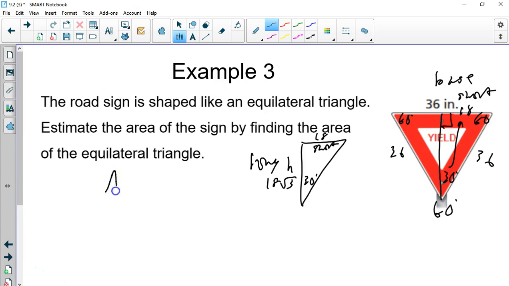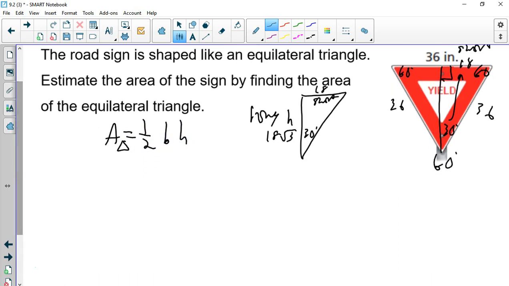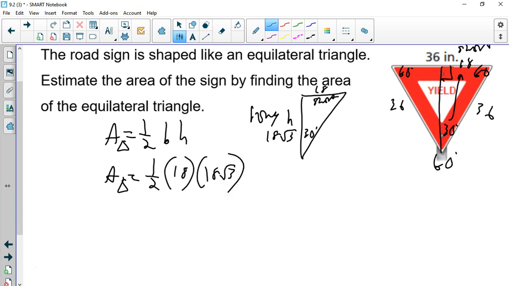So remember, area of a triangle is 1/2 base times height. And now we just plug our information in. Area of our triangle is 1/2 the base, which is 18, times 18 radical 3. Well, half of 18 is 9, and 9 times 18 is 324 square root of 3.